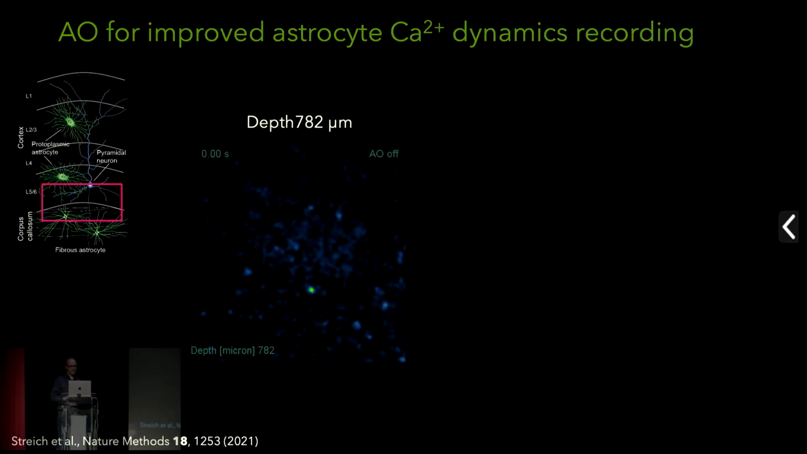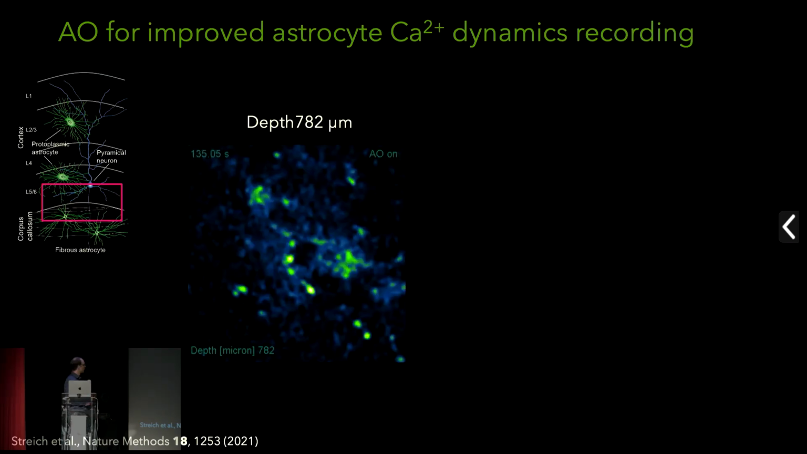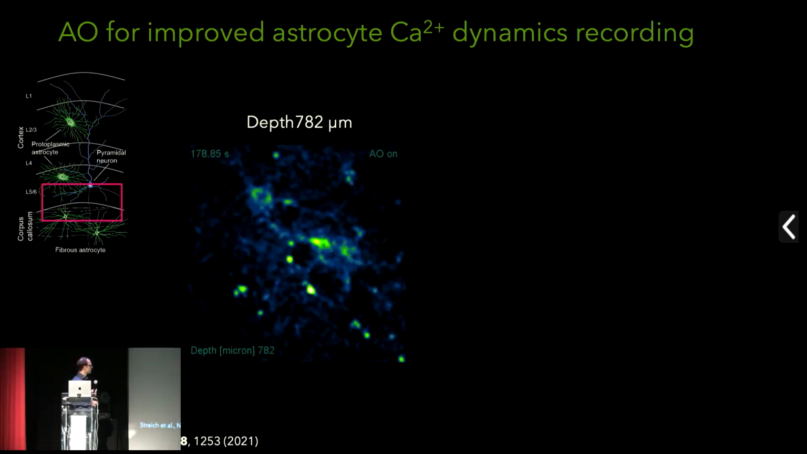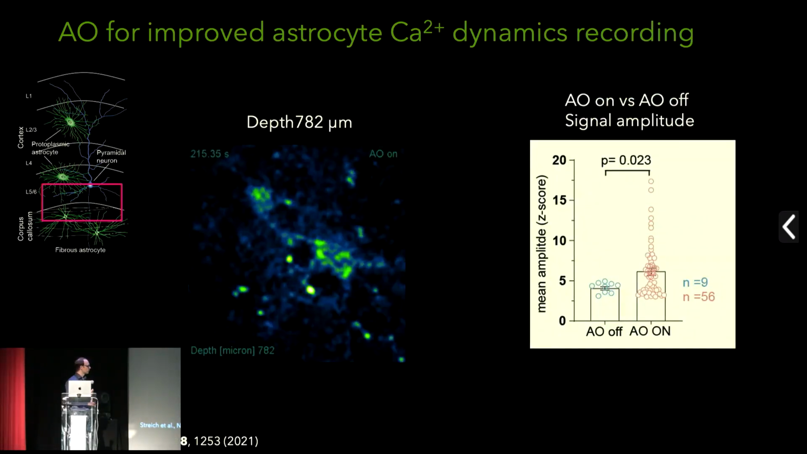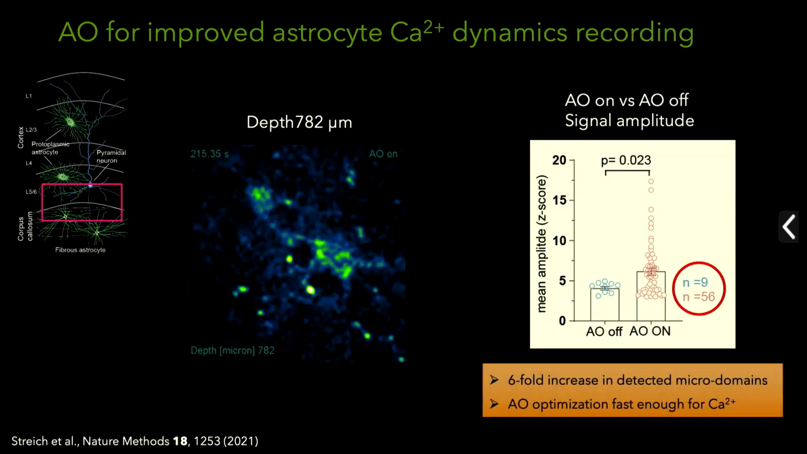And since astrocytes are very light sensitive, this is really where adaptive optics comes into play. This is a recording where the adaptive optics is at first off, but then you see we switch it on and we get a marked improvement in signal. This improvement in signal also allows us to identify and detect a lot more microdomains. Here in this case, almost a 6-fold improvement in the number of detected microdomains. And again, because these glial cells are very light sensitive, adaptive optics helps to keep the overall excitation powers low and still get decent signals in these deep brain regions.